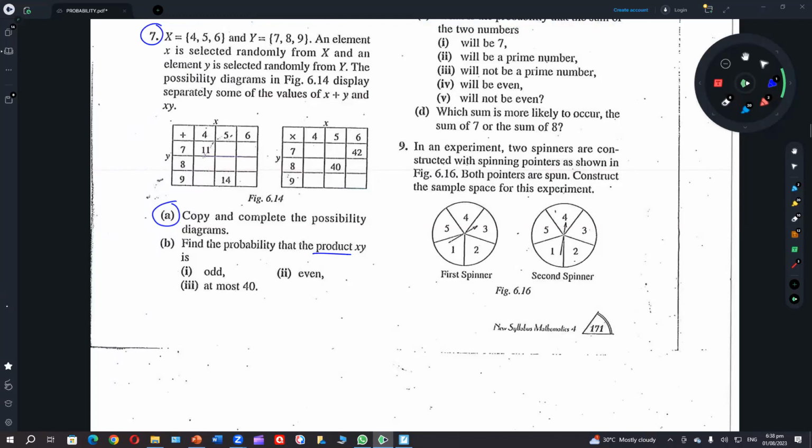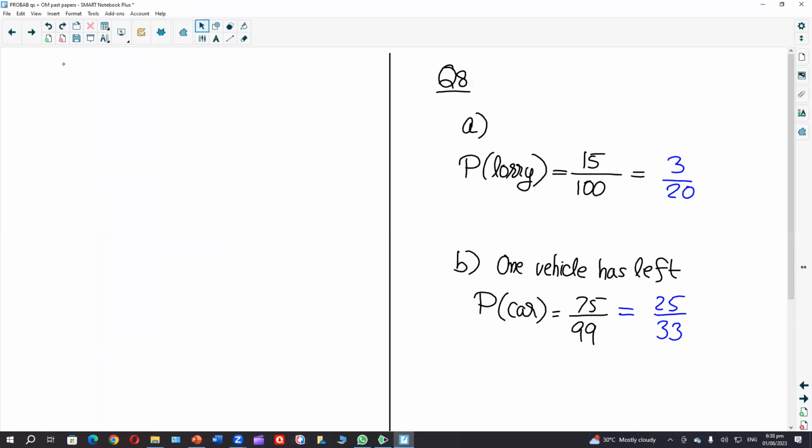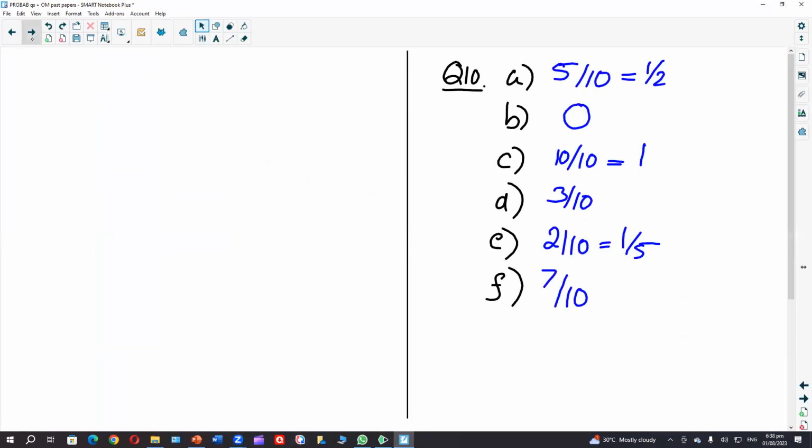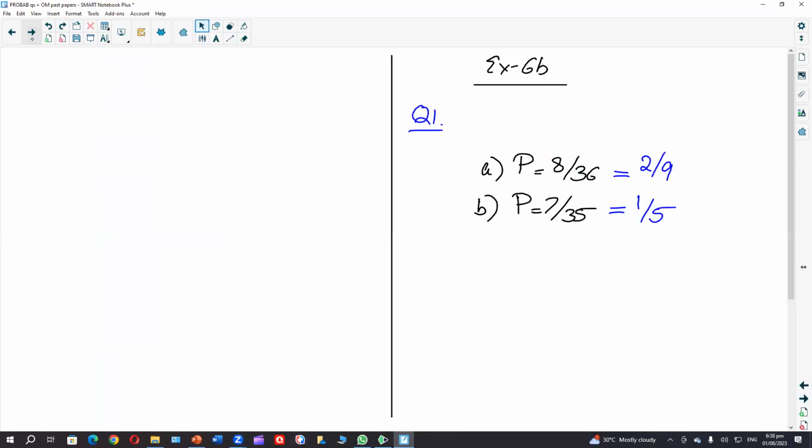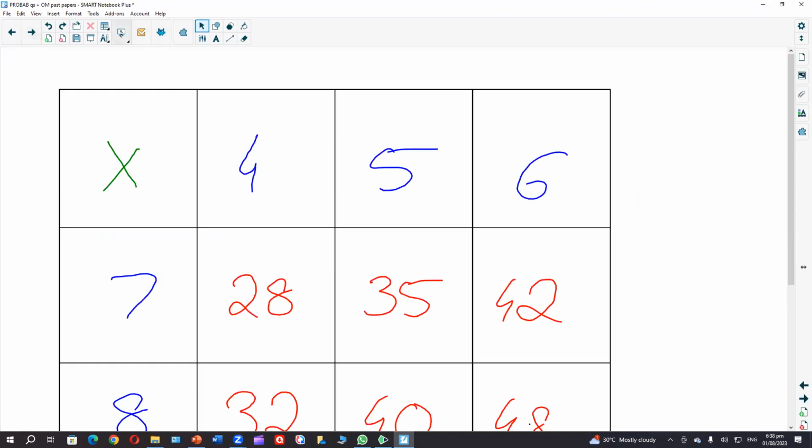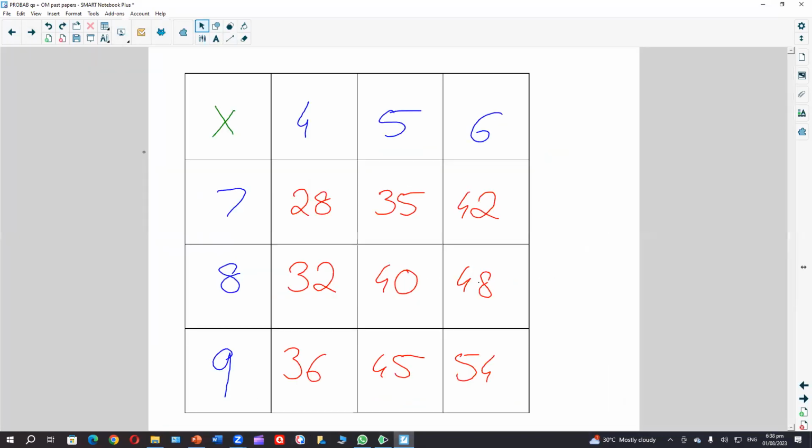Okay, have you filled it? Yes. We are starting with part B. I'm showing the product. Compare your table first. This is the product table. Yes, correct. Good.